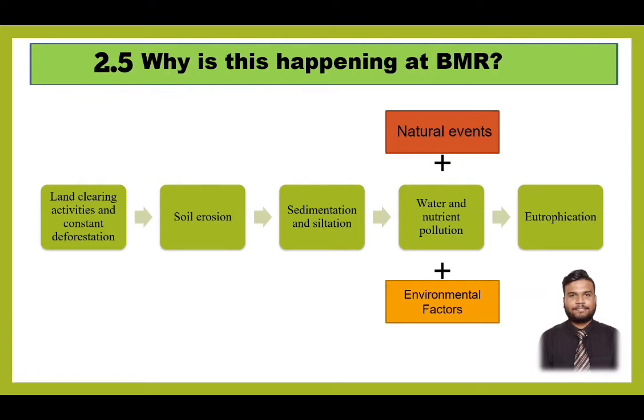And why is this happening at BMR? The main reason for the degradation and deterioration of water quality at BMR will be the constant land clearing and deforestation activities at the upstream region. This has further led to soil erosion in the catchment area, which causes sedimentation and siltation at the reservoir. As this process occurs for a longer period of time, water and nutrient pollution occurs in the reservoir due to the increase in nitrogen and phosphorus content. Together with natural events and environmental factors, this further accelerates the rate of eutrophication of BMR.